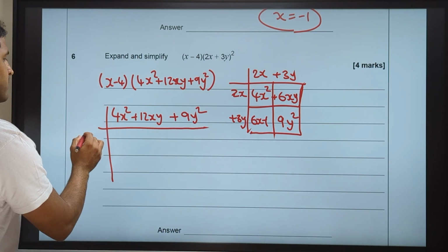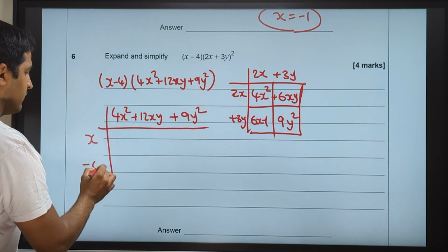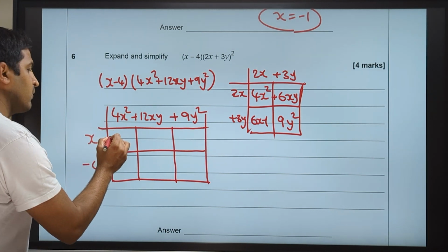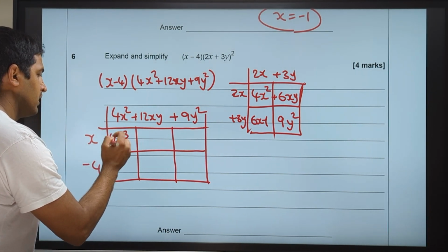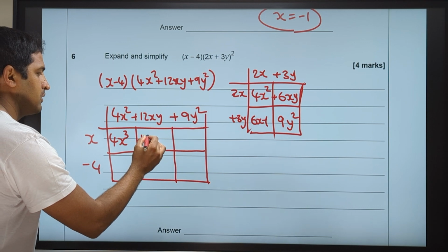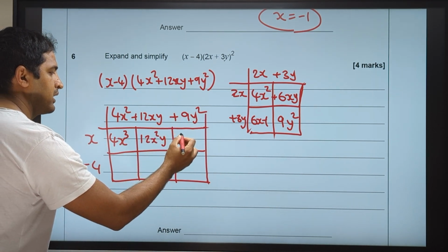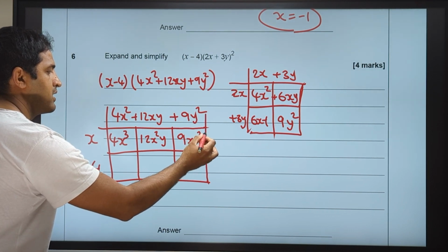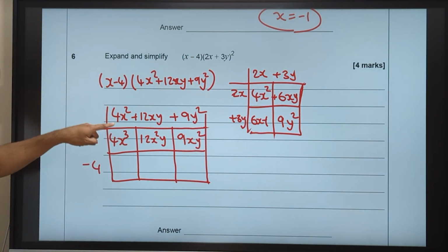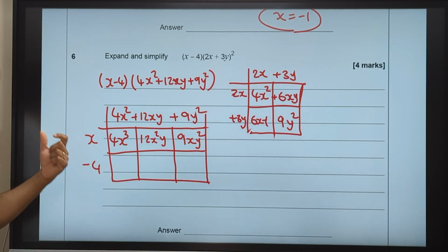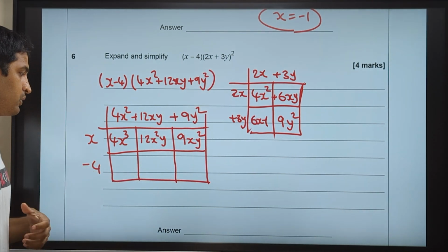And on this side I got x and negative 4. So we got x times 4x squared gives you 4x cubed. x times 12xy gives you 12x squared y, and x times 9y squared gives you 9xy squared. And they're all positive again, but these ones are negative, so I'm going to write a negative sign in front of the negative terms that we're going to get.